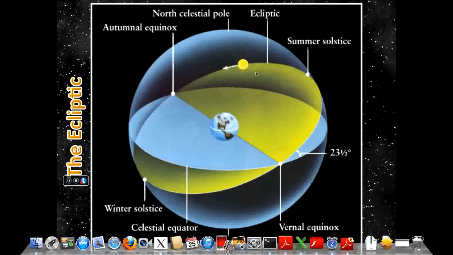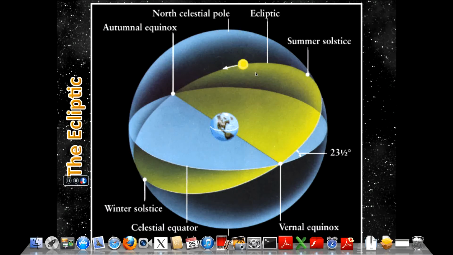Now there's another concept that I'd like to introduce, and that is the ecliptic. And this is a way of thinking about the sun. We know that the Earth goes around the sun. However, from an observational point of view and trying to just model what the sky looks like, we can pretend the Earth is stationary and that the sun is moving.